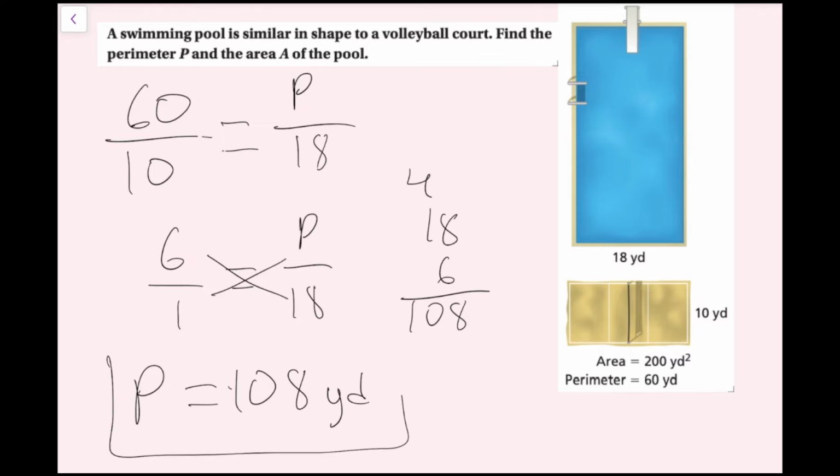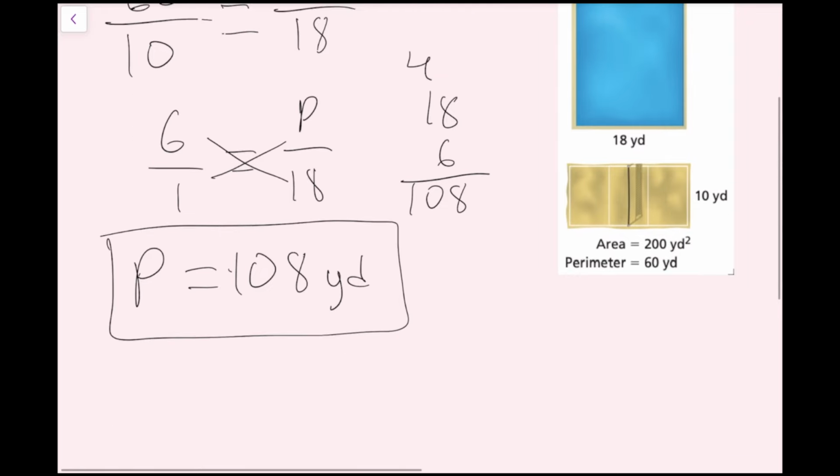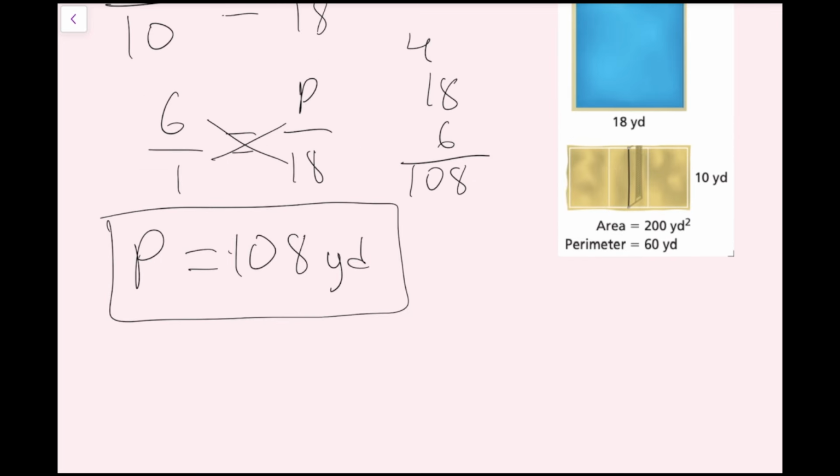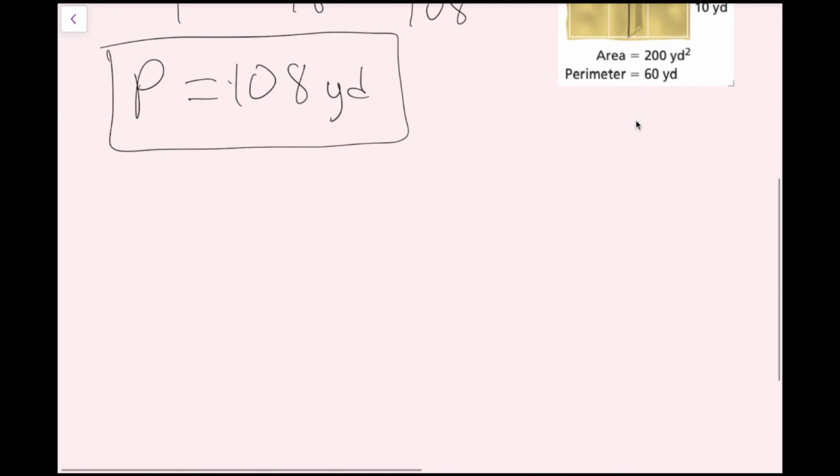Okay, so we're done with the first part, but now I need to figure out the area of the pool. So I'm going to set up a similar proportion, but if you remember my phrase, area squarea, I'm going to have to square the ratio of the side lengths. So I'm actually going to set up a different proportion. So now I'm just going to do the side lengths. The side length of the tennis court right here is 10. The side length of the pool is 18. So I'm going to do 10 over 18. This is the tennis court side length to the pool side length.